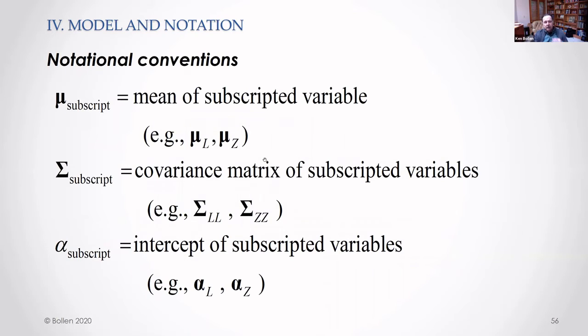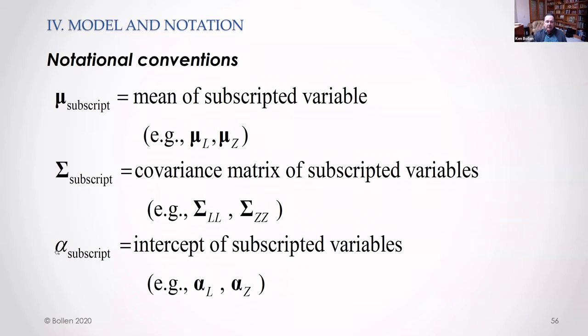Just a little bit of further clarification of notation. Some of this has already appeared. Mu, I always will use for the mean of a variable. If you want to know what it's the mean of, just look at the subscript. So if you see a mu of L, this is the mean of the latent variable. Mu of Z, this is the mean of the observed variables. The covariance matrix is always represented with the uppercase sigma. You want to know what it's the covariance matrix of? Look at the subscripts. So this is the covariance matrix of the latent variables, sigma sub LL. Sigma sub ZZ, this is the covariance matrix of the observed variables.